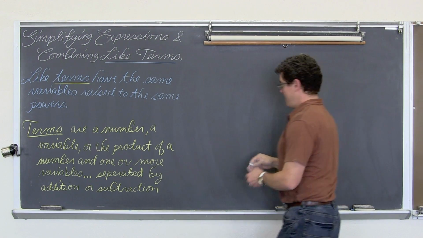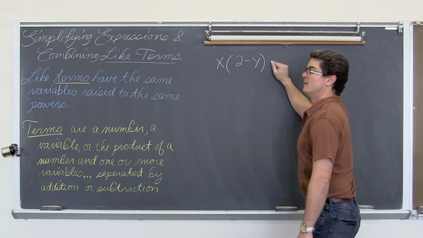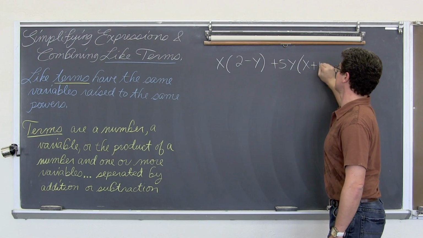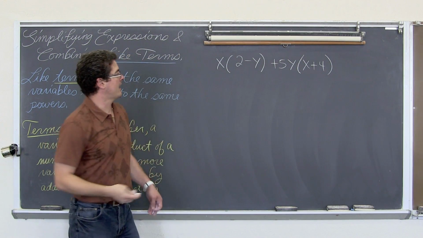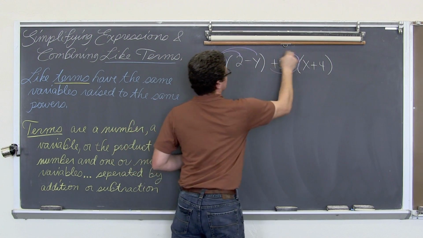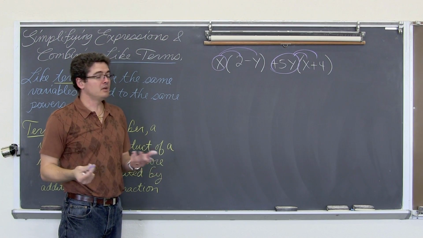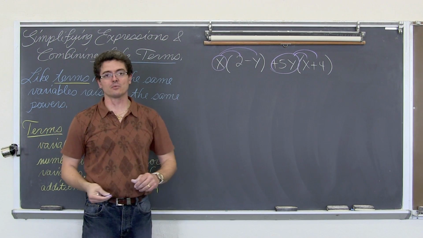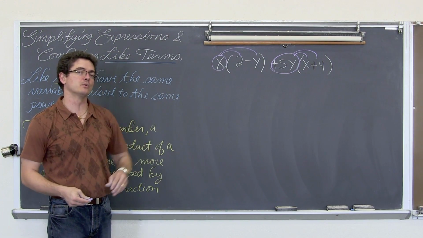All right, we got x, parentheses, 2 minus y, plus 5y, times x plus 4. So again, we have parentheses, we have numbers in front, and again, those are going to get multiplied through the parentheses. Only now it's a variable there. But you know what? I'm still going to do the same thing. It doesn't matter if that's an x or a 3. If there's a number in front of the parentheses and it's touching, it gets multiplied through.